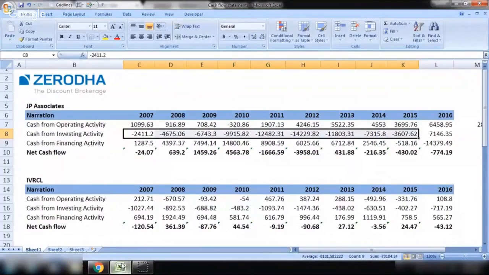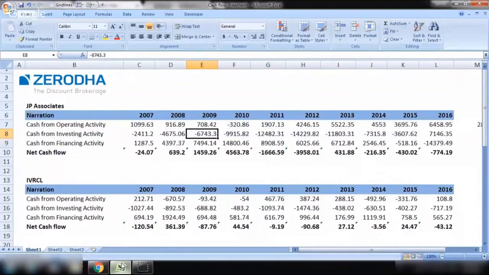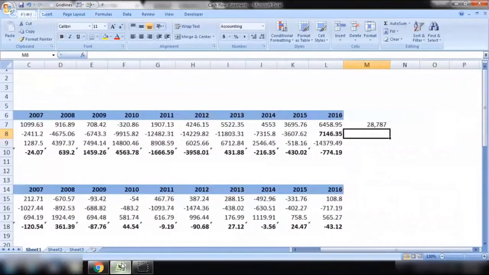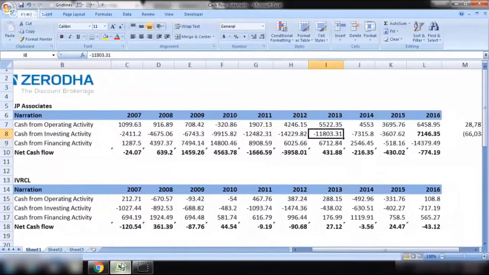In other words, the company is investing in itself, maybe because it sees a brighter prospect, right? So it's been continuously investing in itself, except for 2016, because in 2016 it's a positive number. Let's look at what that means in a short while. So let me sum up the investing part. Let's see how much they've invested.